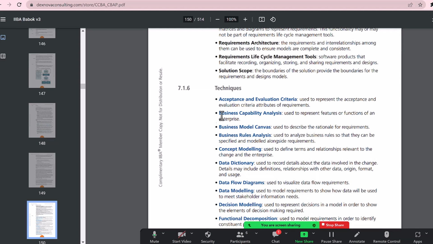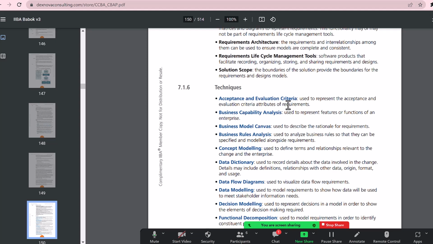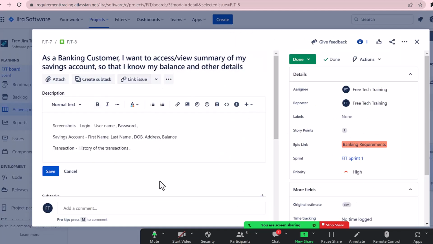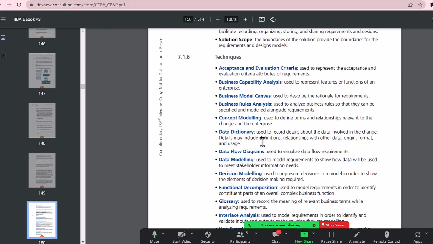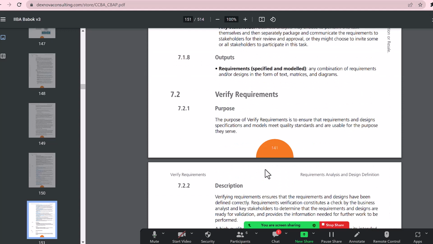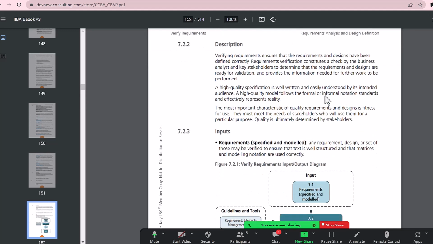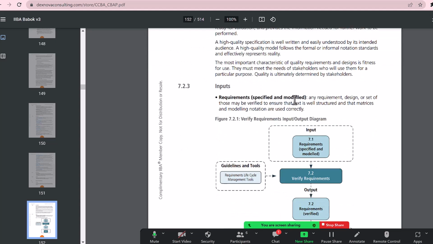So you have to make sure that all these requirements are being tracked properly, and we are going to make sure these are documented very well. Now once we document that, how can we verify and validate? Let's say we verify requirements. When we verify the requirements, as we said, this is specified and modeled, which means you are already documenting it, you are already putting it in your Jira board, and it is well structured, and everything is properly written.